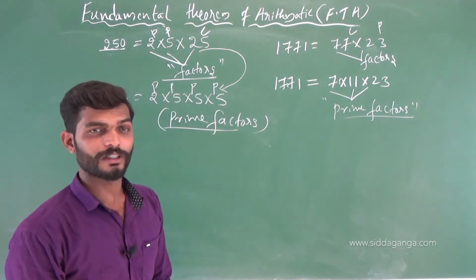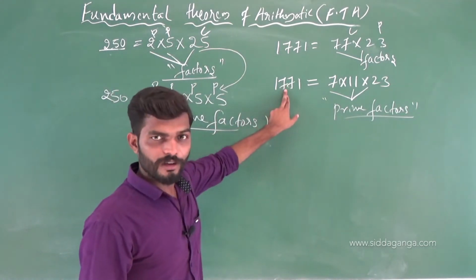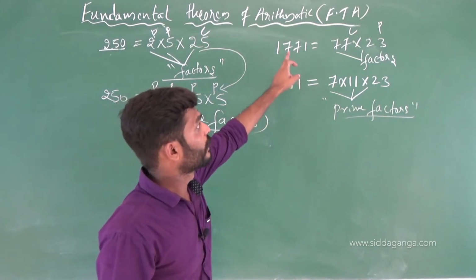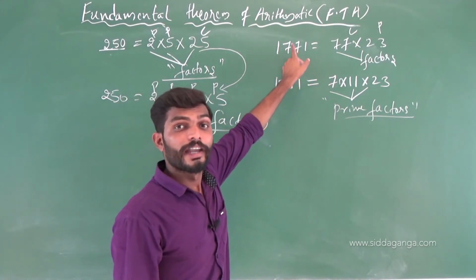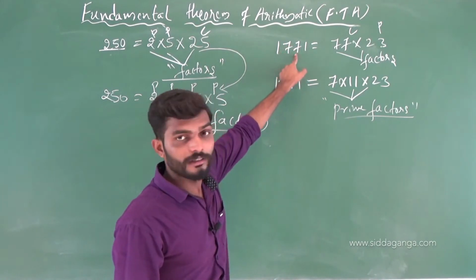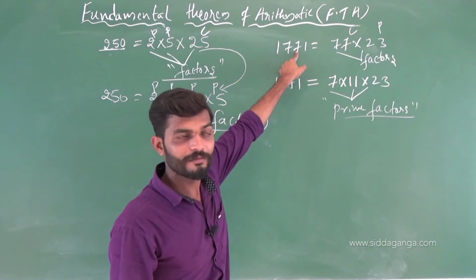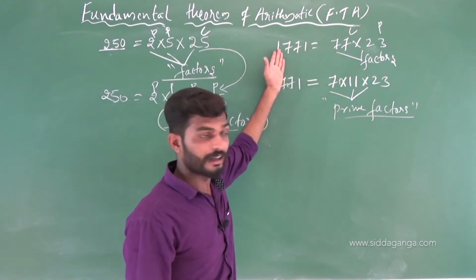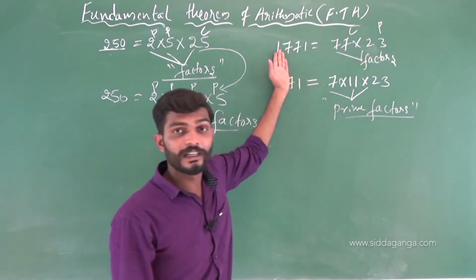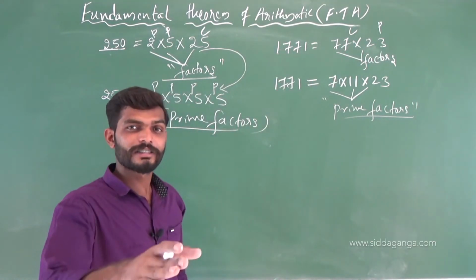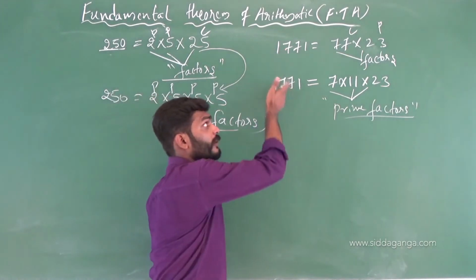These are the prime numbers. Therefore, 1771 is a composite number. Why so? Because it is divided by 1 and 77 along with 1 and 1771. 77 divides it, 23 divides it, therefore it has more than 2 divisors. It has divisors apart from 1 and itself.